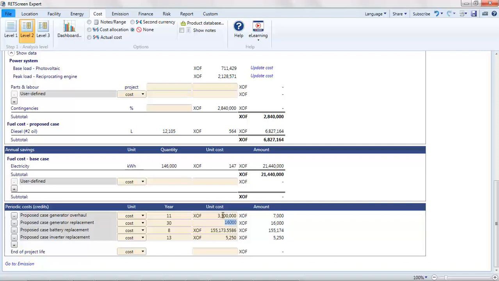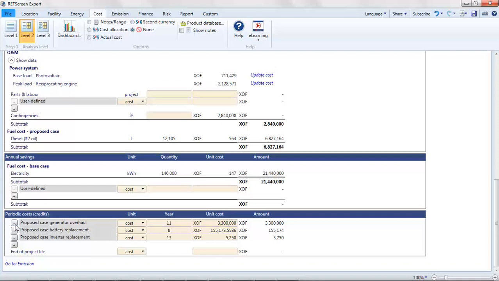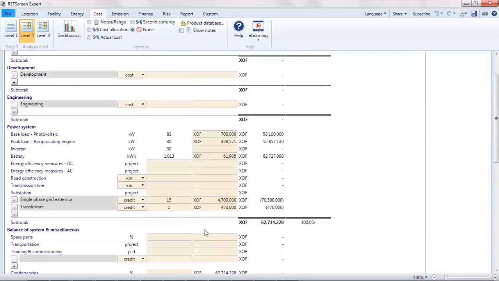According to the archetype, the proposed case genset needs to be replaced every 30 years. Our project is only 30 years, and as we just mentioned, the genset is likely to last longer since it is larger than the archetype and therefore runs fewer hours per year. So I'll eliminate this cost. RETScreen's archetype assumes battery replacement every 8 years, which may be reasonable for high-quality batteries in heavy cycling. For now, I'll copy the figure earlier included in the initial costs.